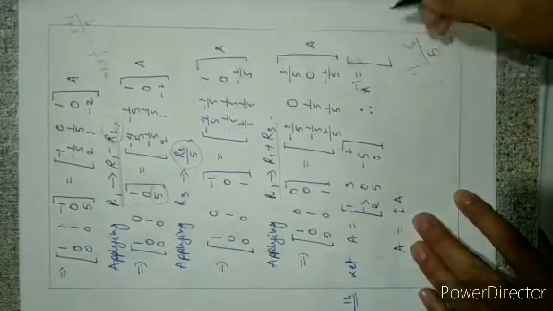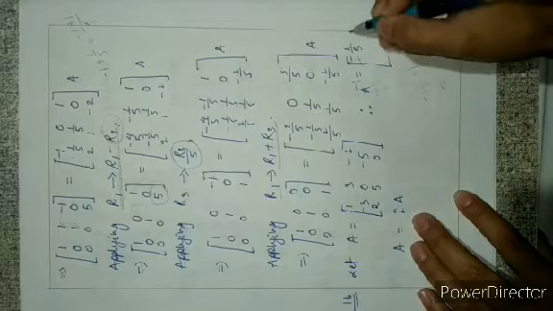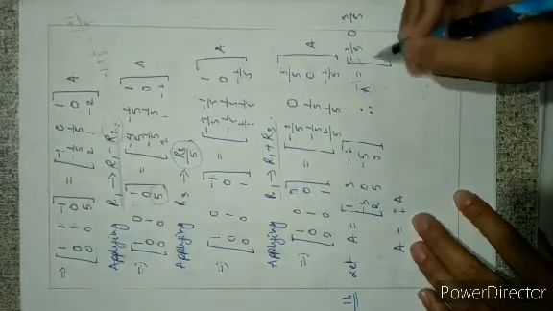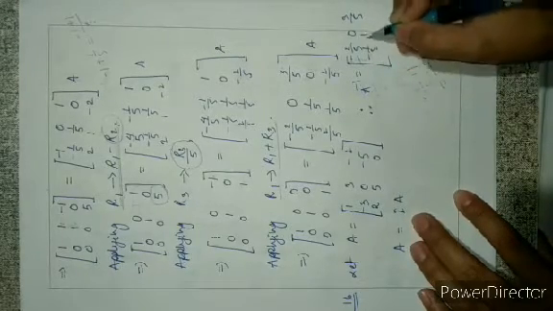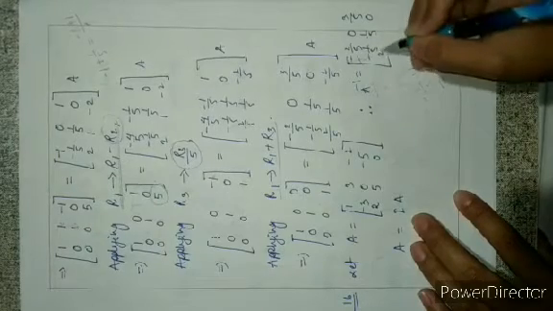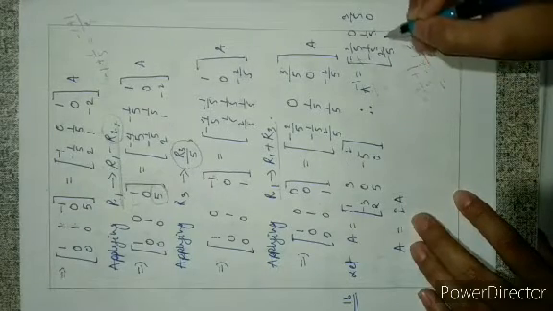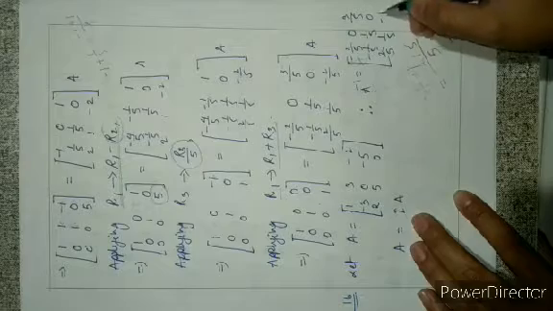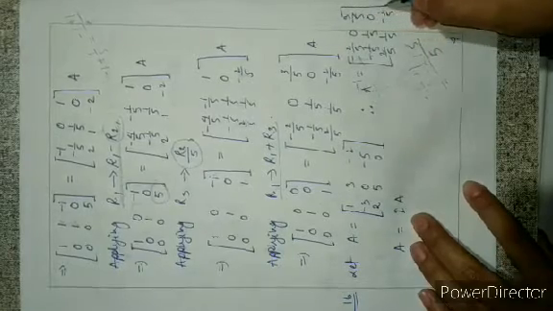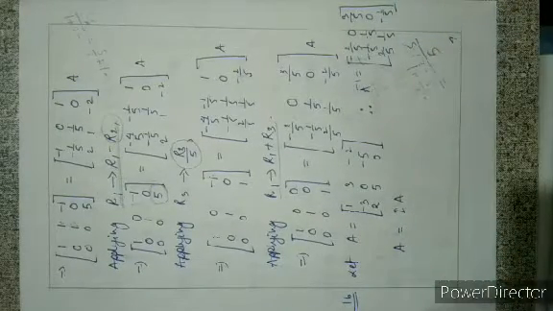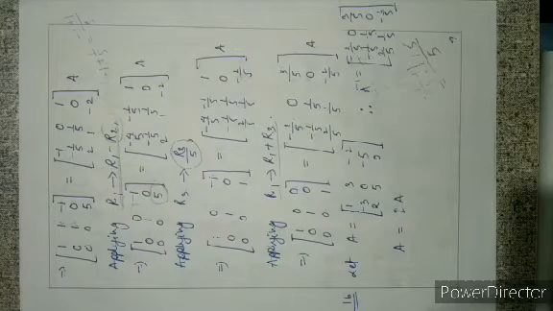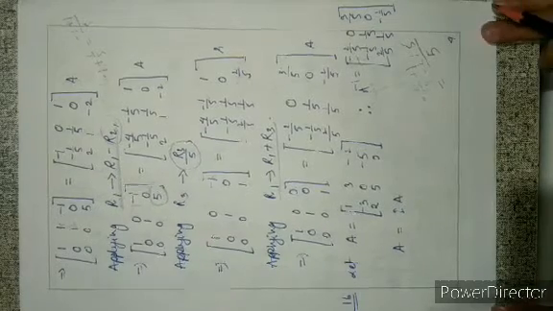Therefore, for Roman number 1, A inverse will be minus 2 by 5, 0, 3 by 5, minus 1 by 5, 1 by 5, 0. Last elements are 2 by 5, 1 by 5, and minus 2 by 5. Next for question number 16.